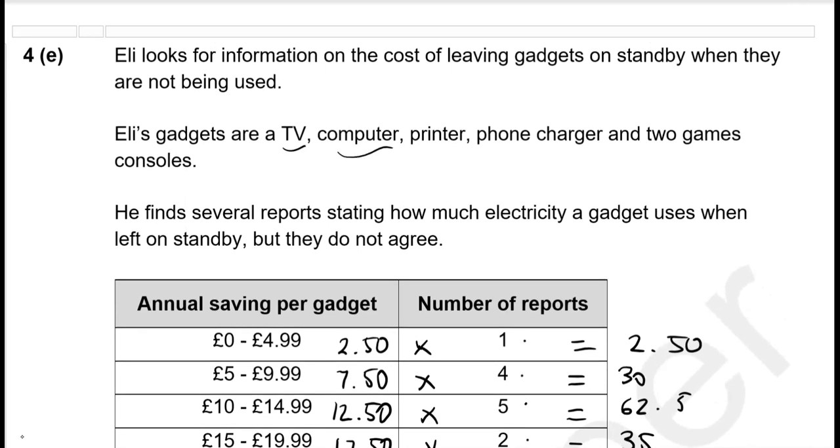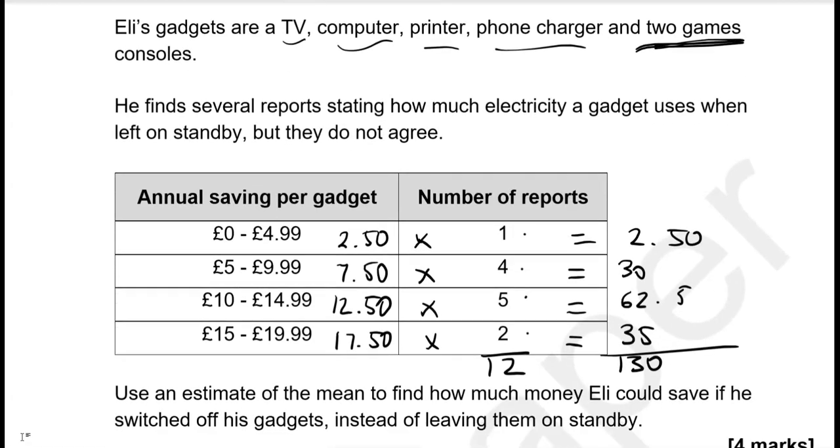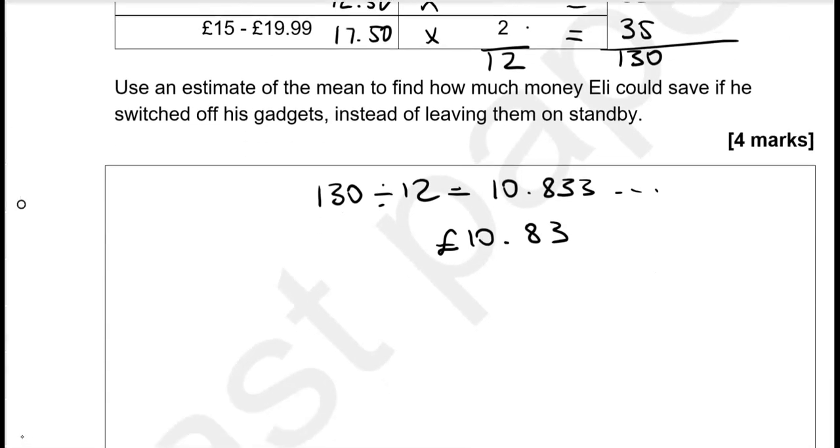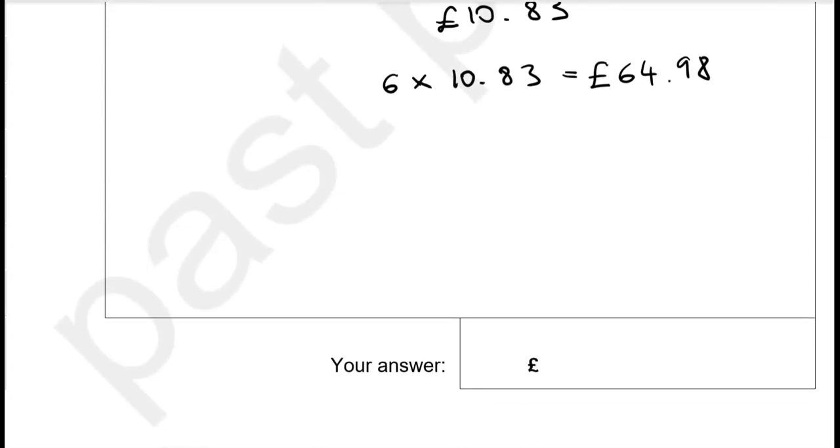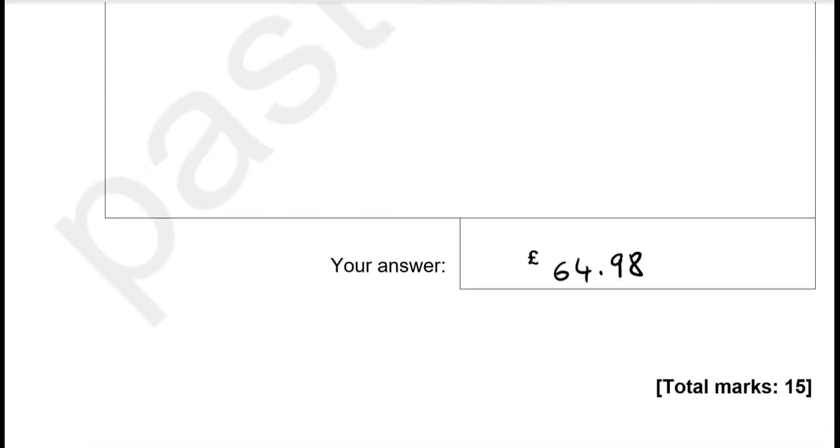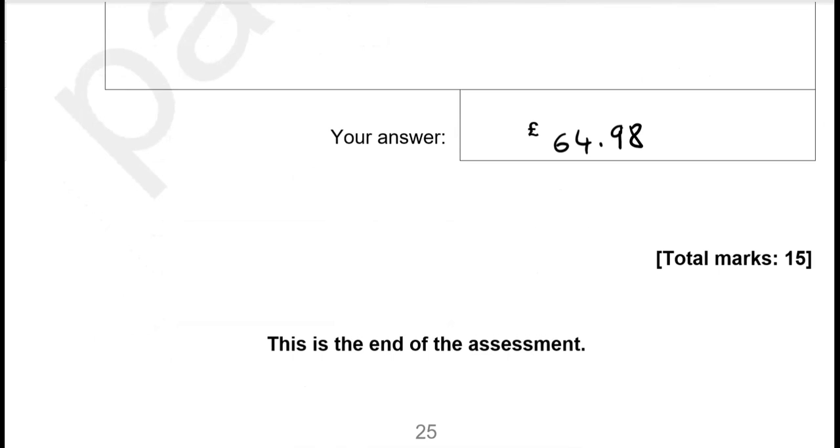But there are 1, 2, 3, 4, 6 of them. So we're going to go 6 times 10.83, which gives us £64.98. And this is the end of the paper.